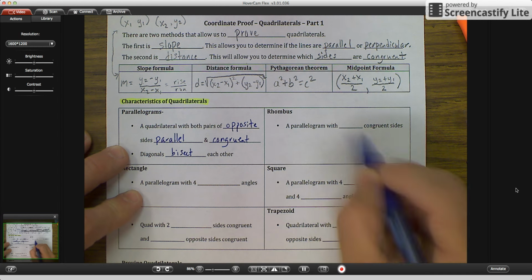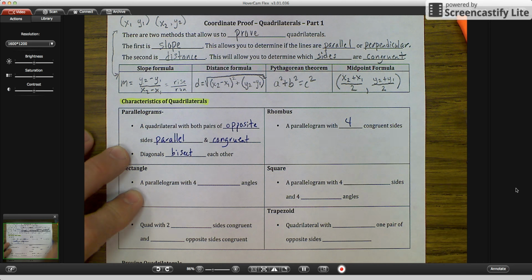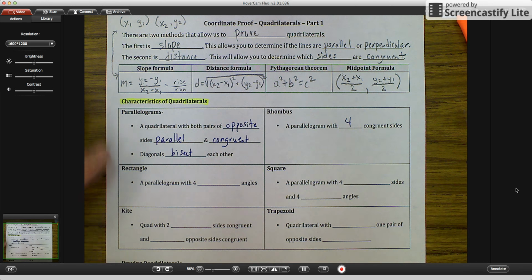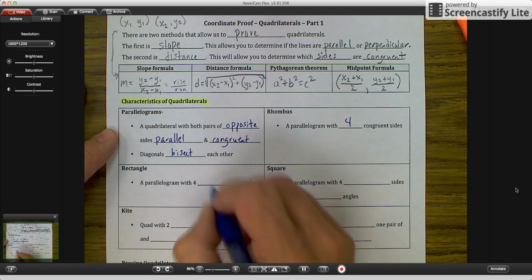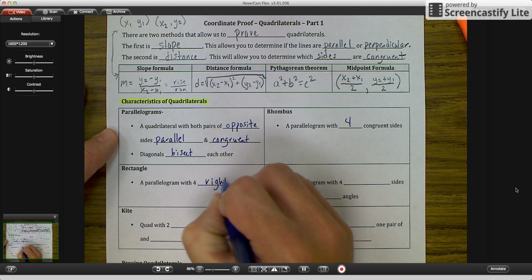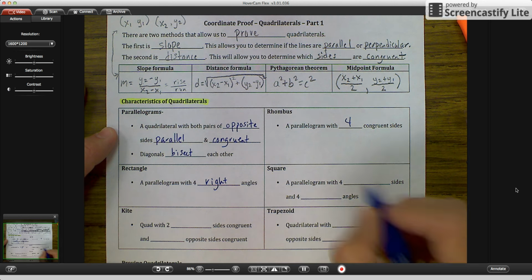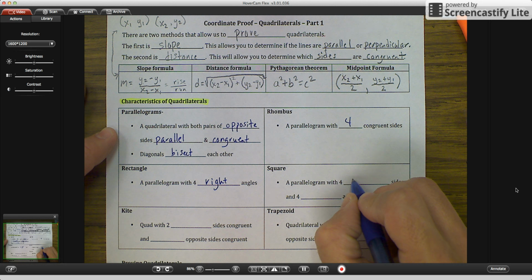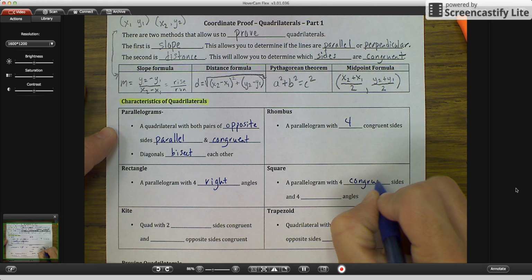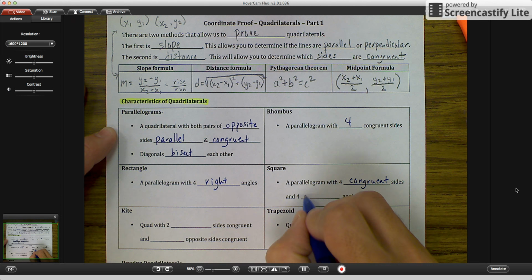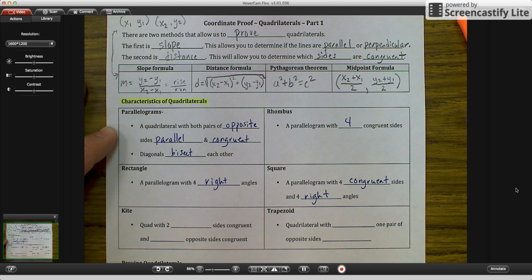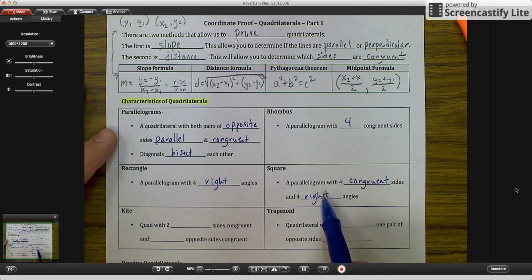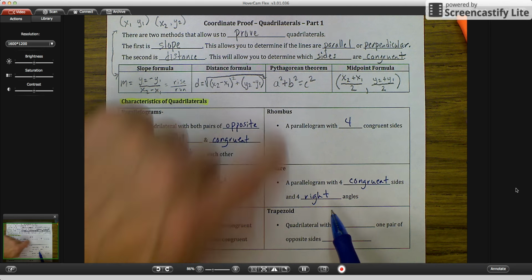A rhombus is a parallelogram with 4 congruent sides. So again, parallel, but instead of 2 pairs of opposite sides congruent, you got all 4. A rectangle is a parallelogram with 4 right angles. A square is a parallelogram with 4 congruent sides and 4 right angles. And these all come from the same family: parallelograms, rhombus, rectangle, and square. So just recognize that they start with a quadrilateral, then everything is based off of a parallelogram.